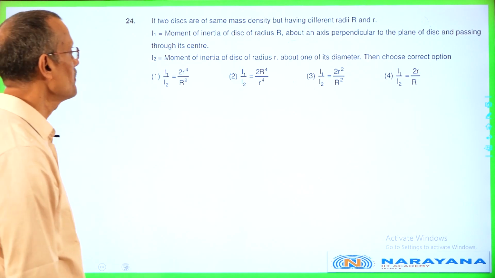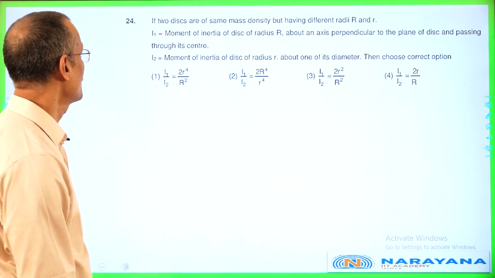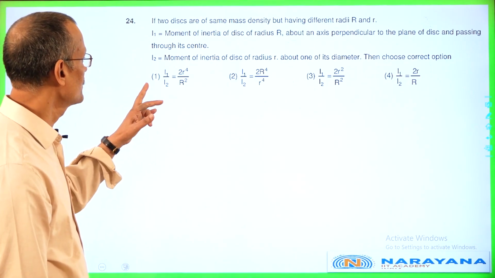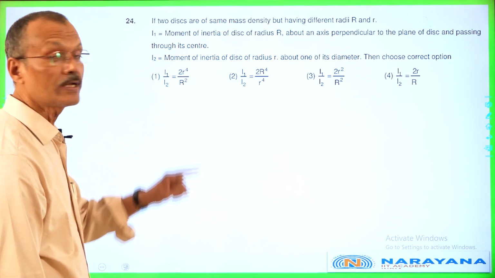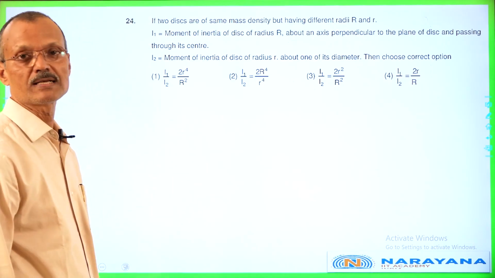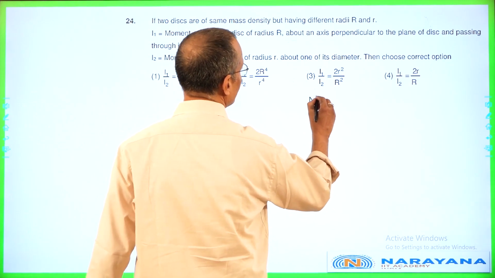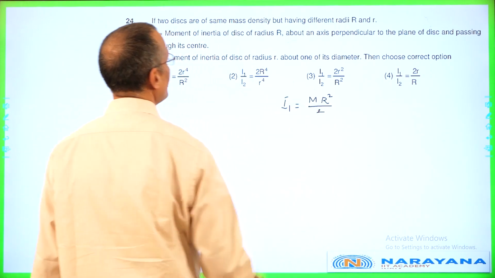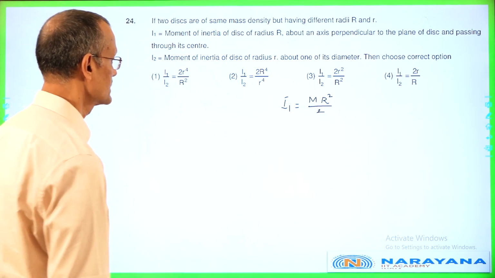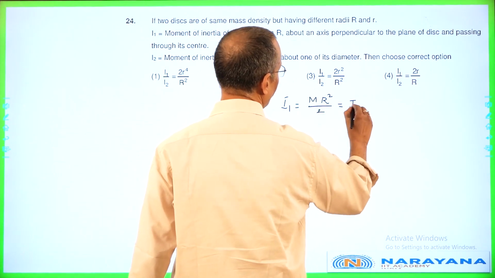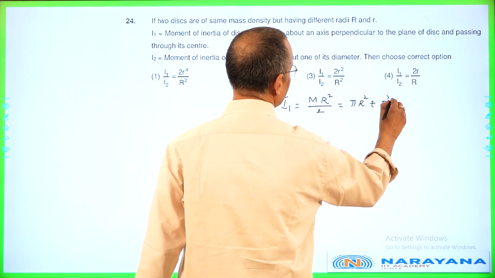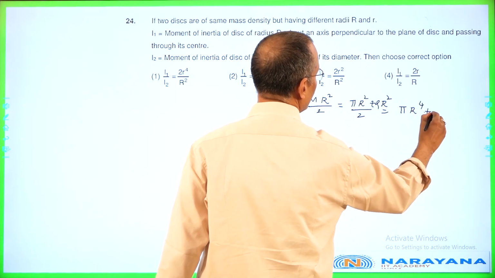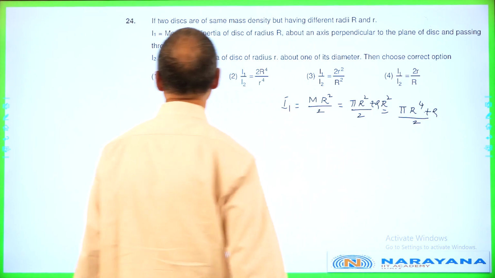Two disks have the same mass density, but the radii are different. It is capital R and small r, and they are telling you to compare the moment of inertias. For the bigger disk, suppose the radius is capital R, they are asking you about an axis perpendicular to the plane of the disk and passing through its center. That one you know, it is m r square by 2. So, your I 1 will become m r square by 2. They are telling you the same mass density, so you will go for volume, pi r square t, thickness I am taking t, by 2, so pi into rho, pi R 4 t rho by 2.